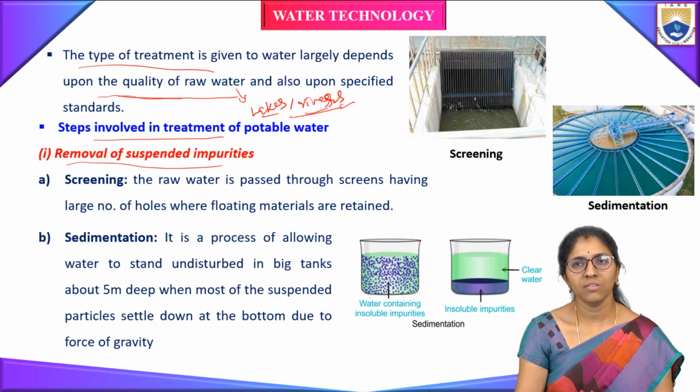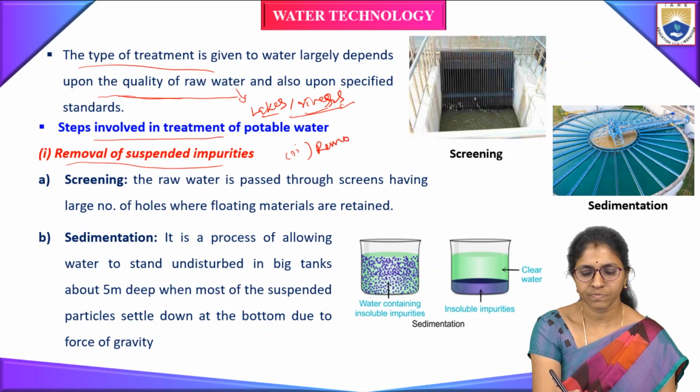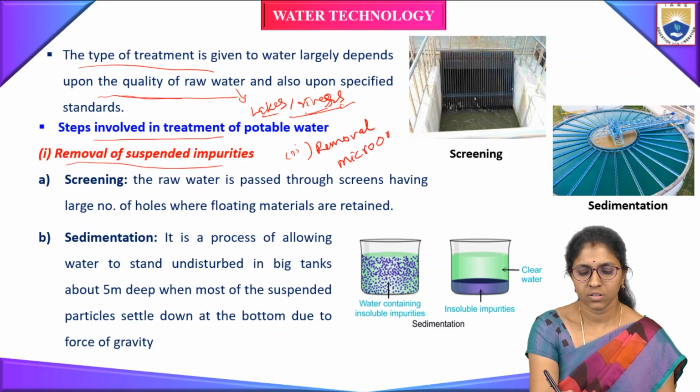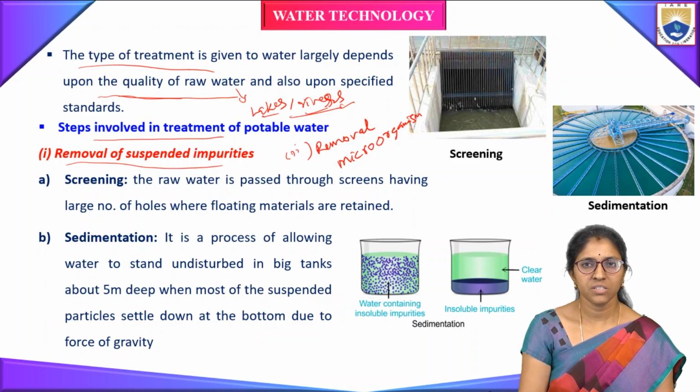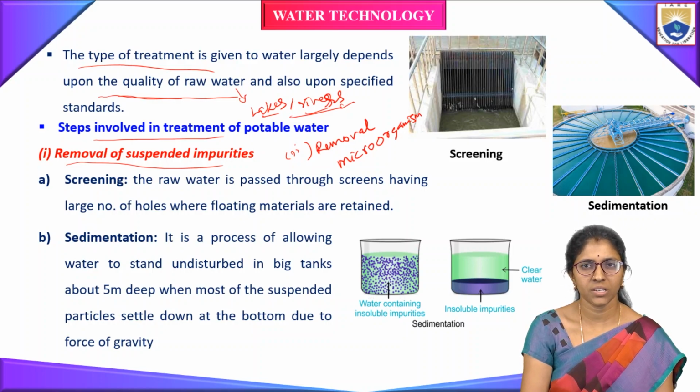The steps involved in water treatment are of two types: the removal of suspended impurities, and the removal of microorganisms. First, we have to remove the suspended impurities present in water, and we have to remove the microorganisms which cause diseases to human beings.